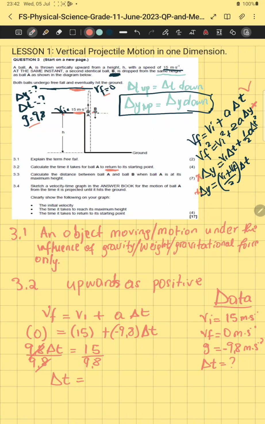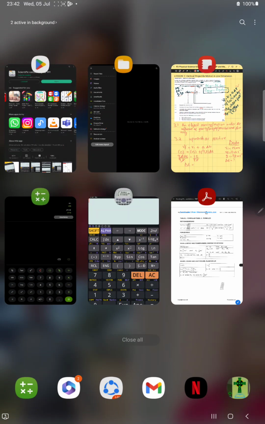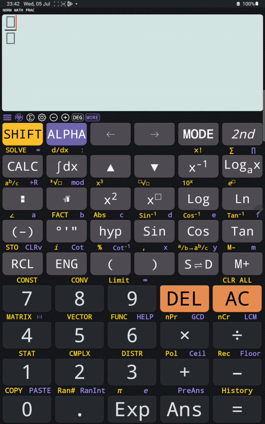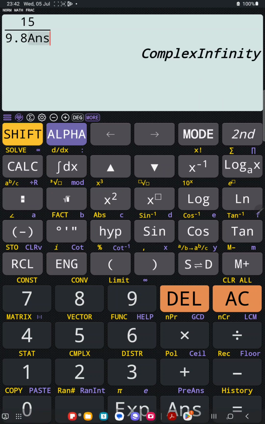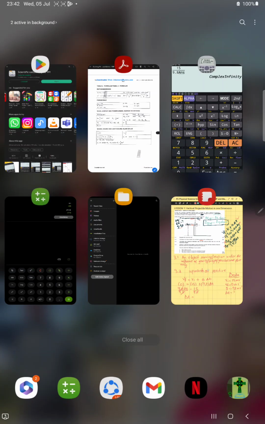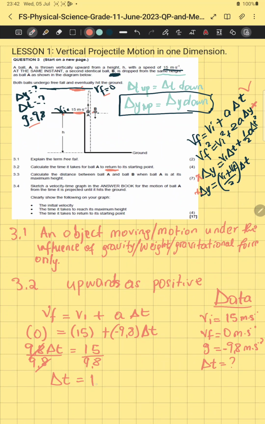So we can just take our calculator here. All right, we've got 15 divided by 9.8, which is 1.53. So this is our answer: 1.53 seconds. This is the time from here up to the maximum.